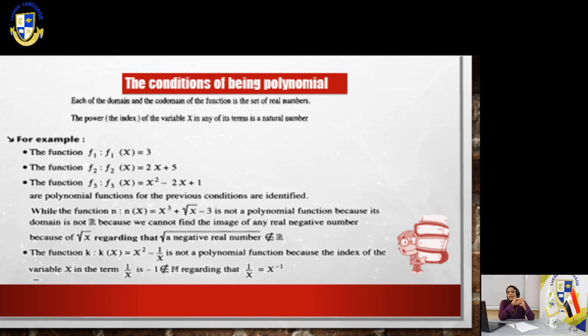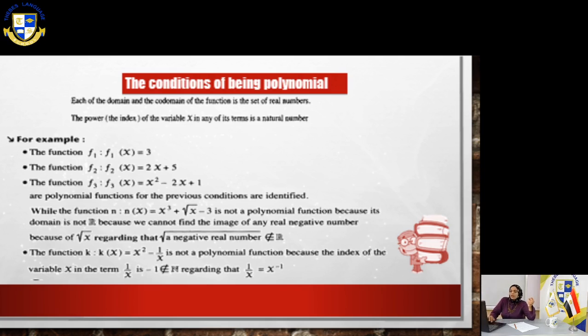the function f of x equals 3 is a constant function, and it's a polynomial. The function f of x equals 2x plus 5, f of x equals x to the power 2 minus 2x plus 1. All the previous functions are polynomial functions.